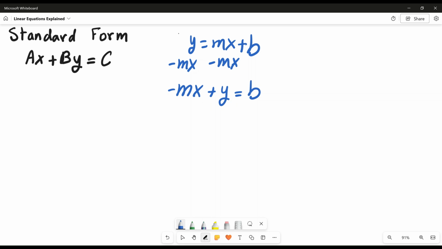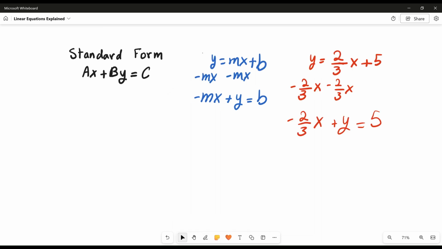So let's go ahead and use an example to show you why the standard form has the integers a, b, and c. Let's use our example, y equals 2 over 3x plus 5. We need to turn this into a standard form. I'm going to subtract 2 over 3x from both sides. Now, in this case, so far, it's true that 5 is my y-intercept. It's true that my a is the negative of my slope.